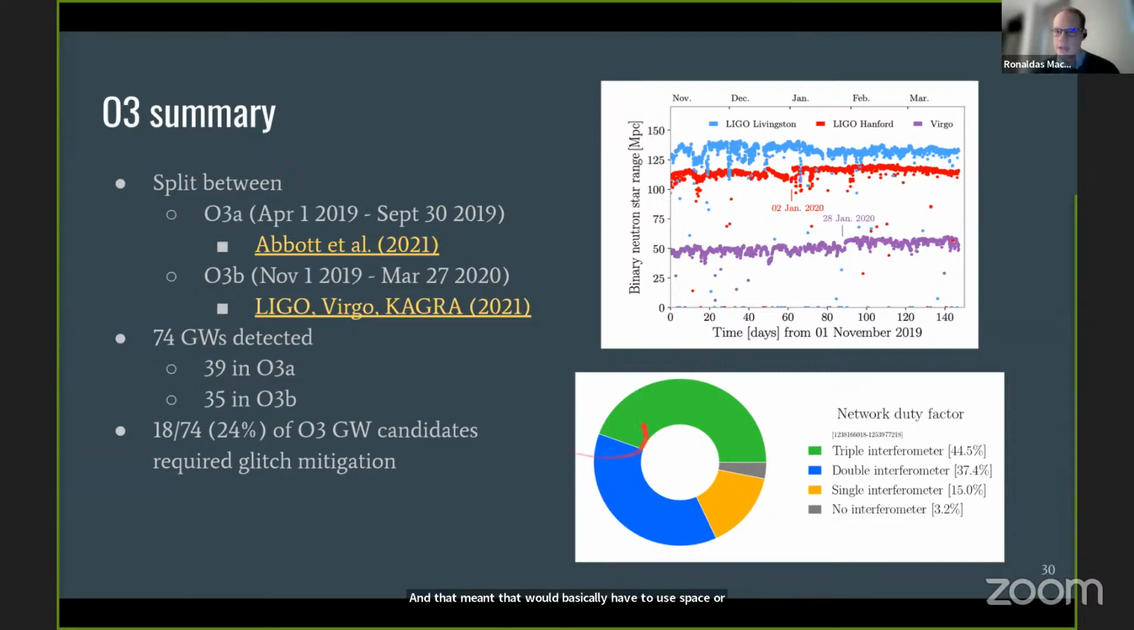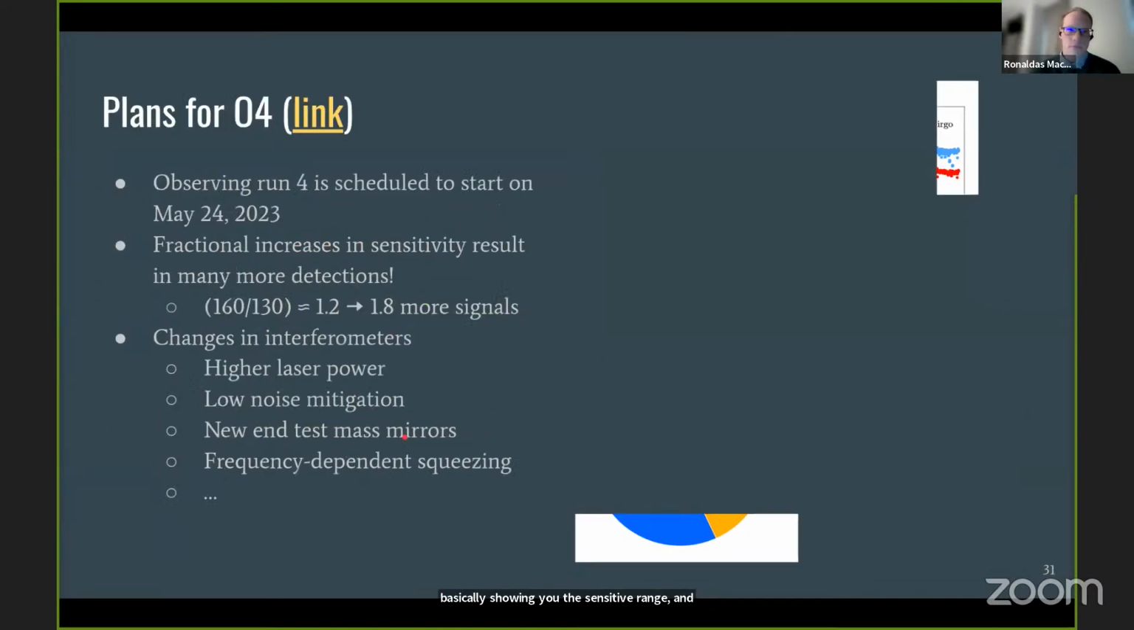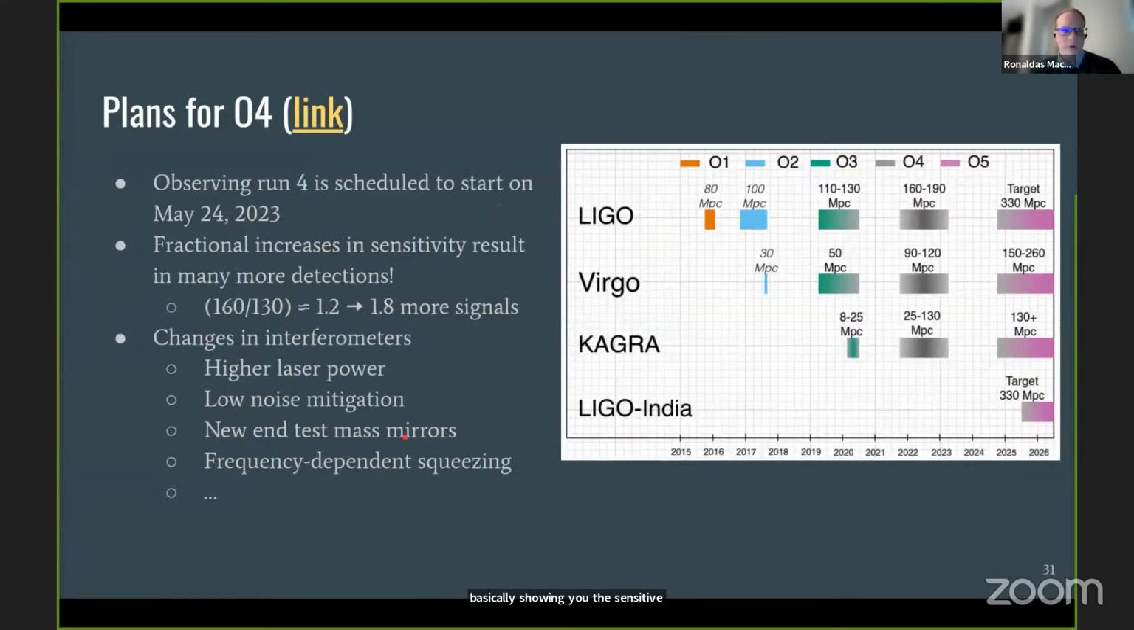I'm running out of time, so I will not talk about these images, but this is just showing you the sensitivity range and which detectors were turned on for how much time. Then talking about O4, the 4th observing run is planned to start in basically a week, like next Wednesday.